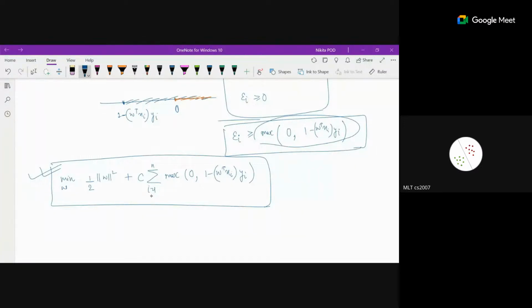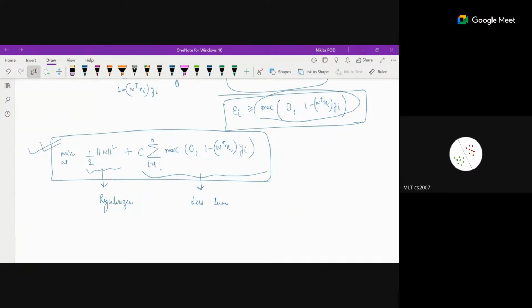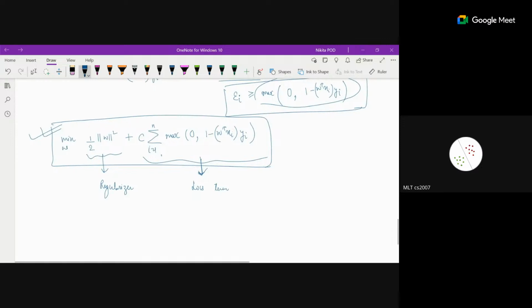So what we call this term is my loss term, and this is my regularizer. This regularizer we had seen when talking about ridge regression, lasso regression, and so on. So in this case, this is my regularizer term, and this is my loss term, which is C times max of 0 comma 1 minus W transpose Xi Yi. We'll see how this loss can be plotted. Like how does this look?